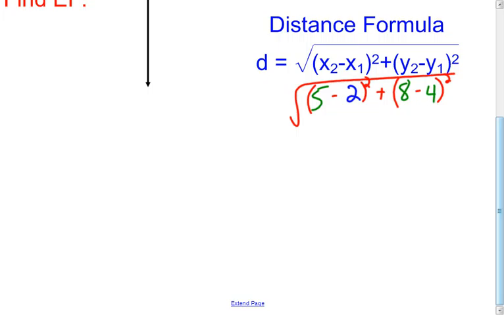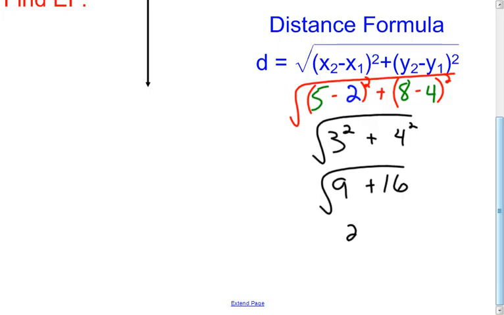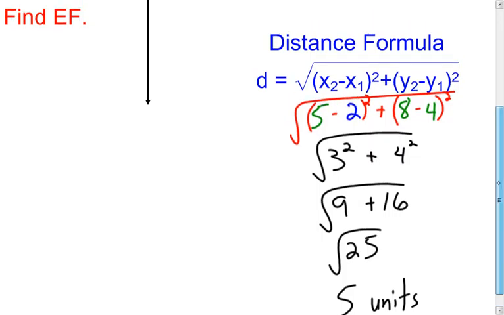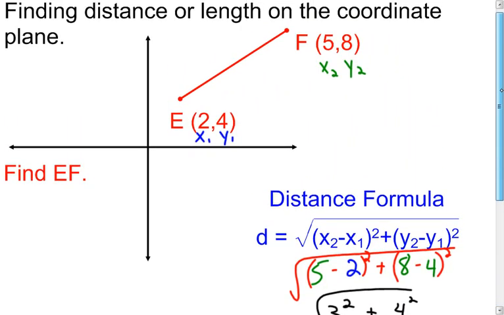Make it look pretty. 5 minus 2 gives me the 3. I have to square it. 8 minus 4 is 4. I have to square that. Take the square root of it. Well, 3 squared is 9. 4 squared is 16. Add those together, I get 25. I still have to take the square root of that. End up with 5 units. That would be the length of segment EF, or the distance between point E and point F.